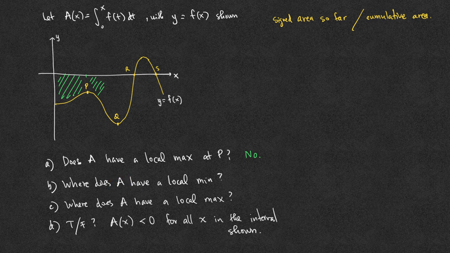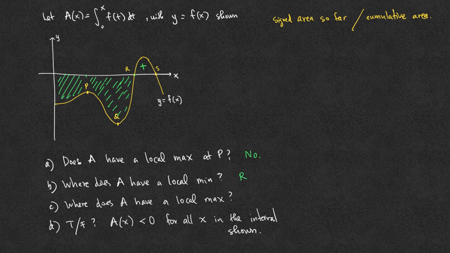For B, where does A have the local minimum? A would have a local minimum if it reaches its lowest point, or the valley. And we see that if we keep going to the right, we would end up more negative. This is the signed area until it reaches R. That is when it turns around and we start adding positive area. And so it looks like A reaches its lowest point at R.